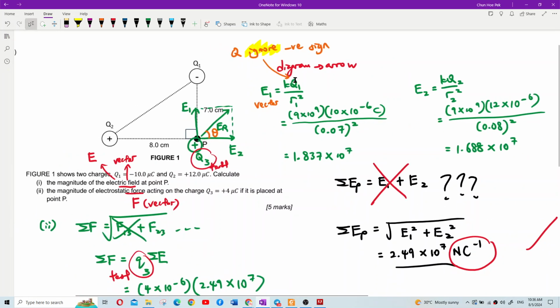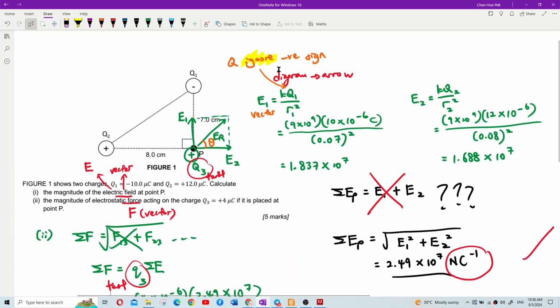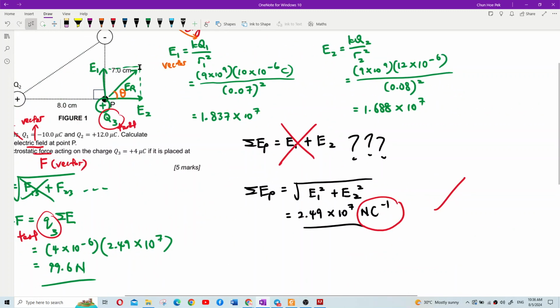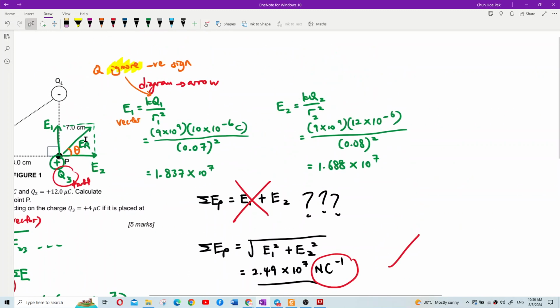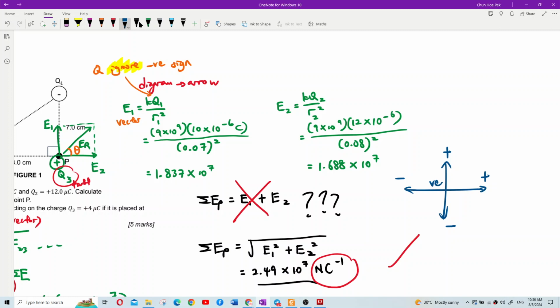This one, I said to ignore the negative sign of the charge. But when you consider direction, you only put the positive or negative sign for direction: going up, going down. Direction going upward is positive, right is positive, left is negative, downward is negative. For vector direction, you only consider the negative sign for direction only.